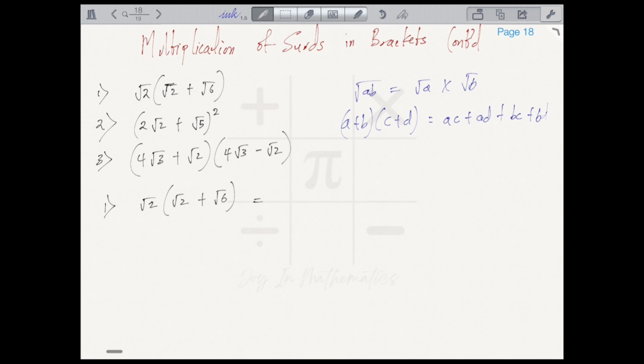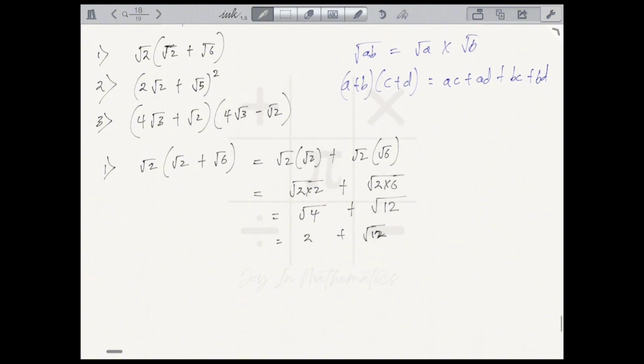With that done, we expand these, and this will give us root 2 multiplied by root 2, also root 2 multiplied by root 6. So this will give us root 2 times 2, and root 2 times 6. Root 2 times 2 is root 4. Root 2 times 6 is root 12. So this will give us 2 plus root 12. Now we can further reduce root 12 to its basic form.